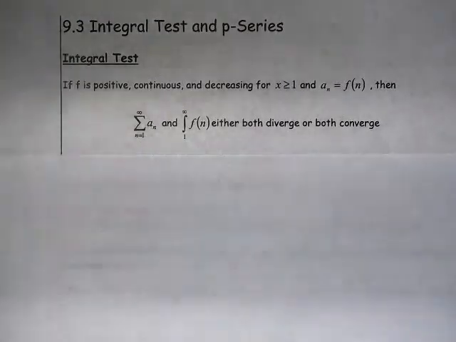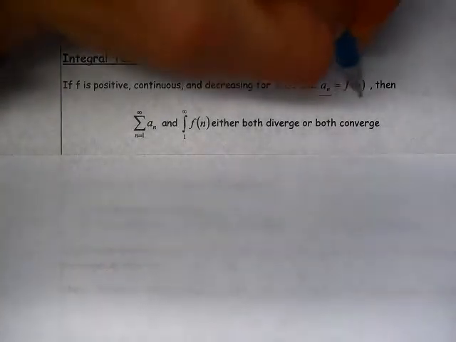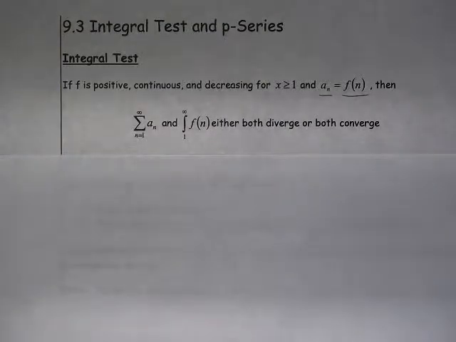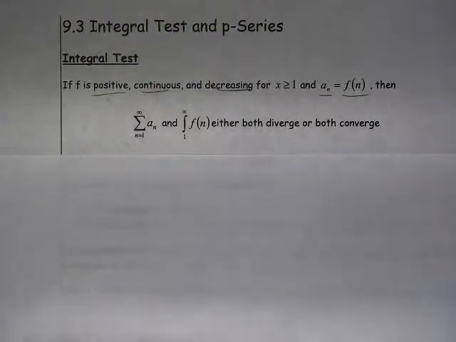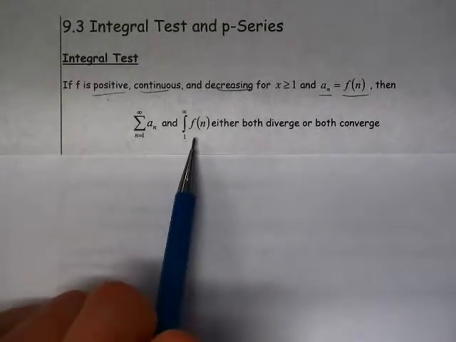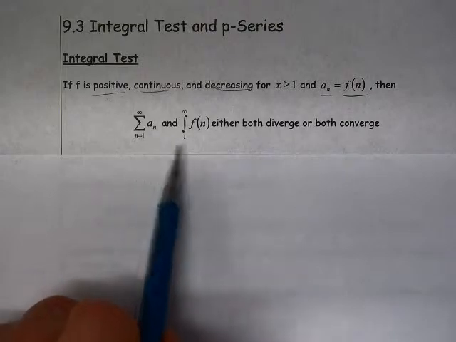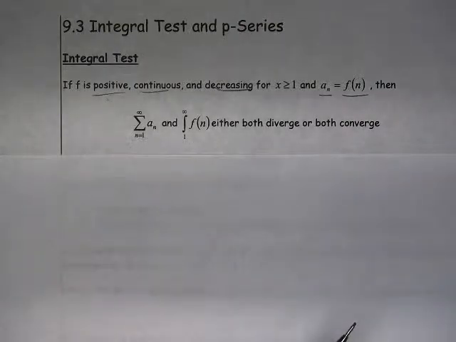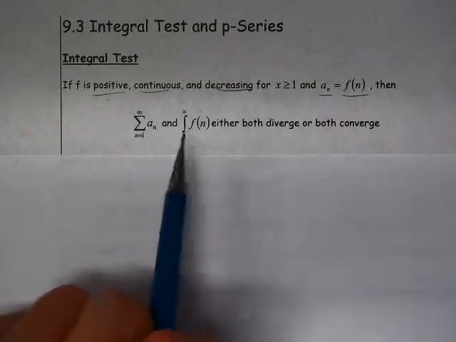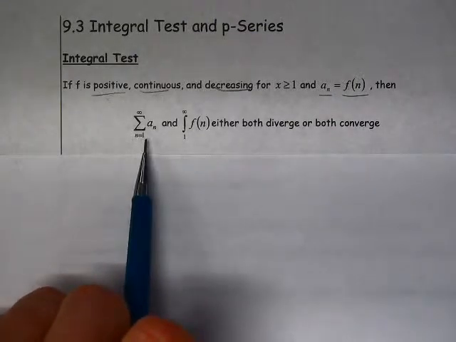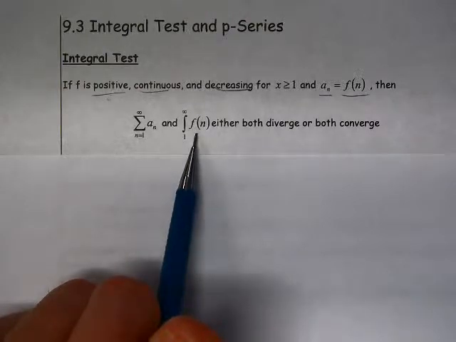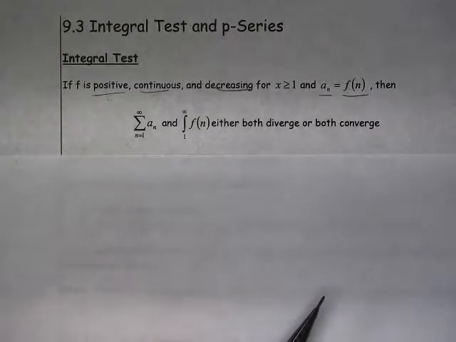So if I can write a function for the last term in that series, and that function is positive, continuous, and decreasing, then I can use the improper integral and find out whether that converges or diverges. And the series itself will converge and diverge just as the improper integral does. Right? So if the improper integral diverges, then this sum will diverge. If this improper integral converges, then the sum will converge. All right?